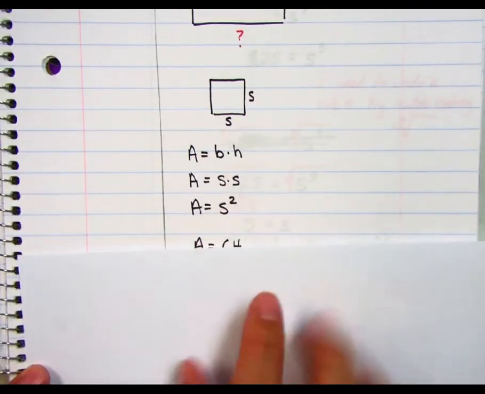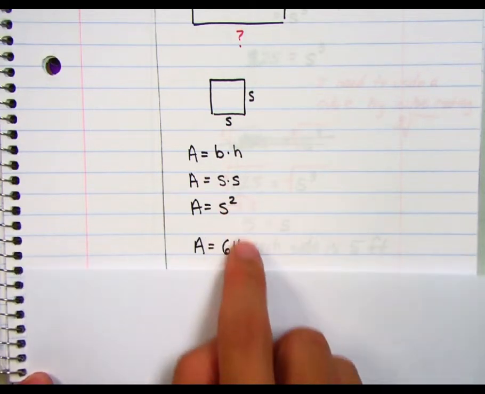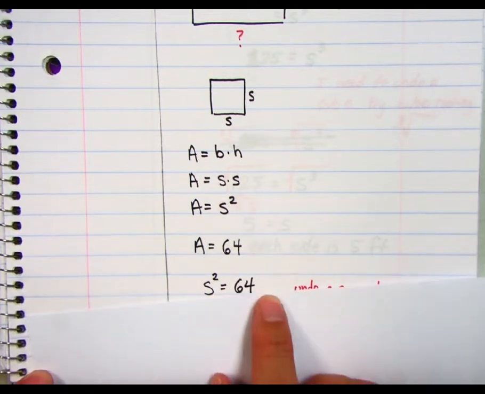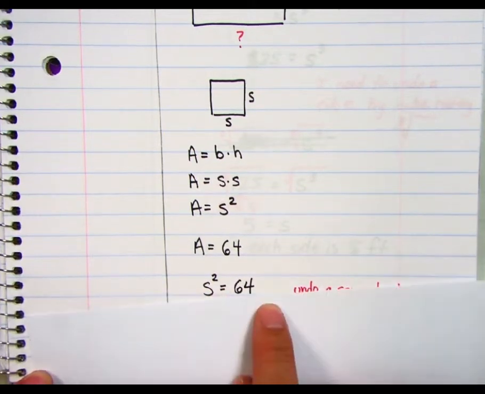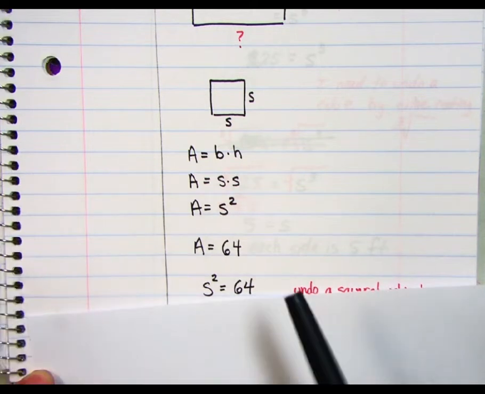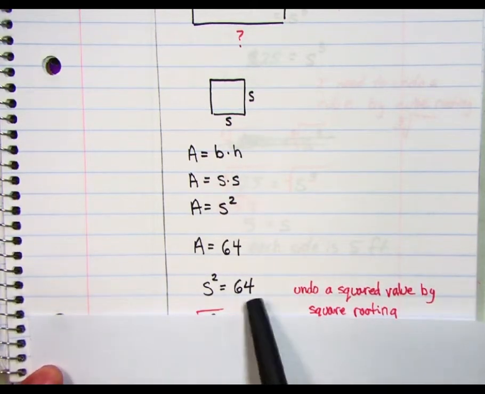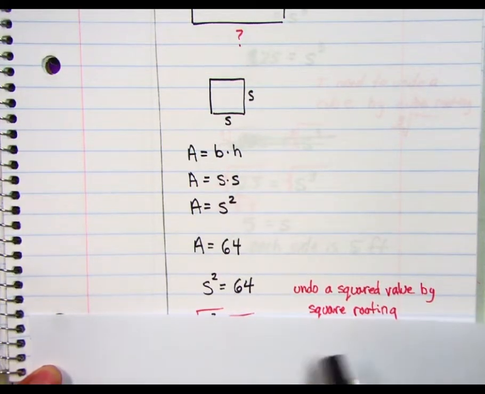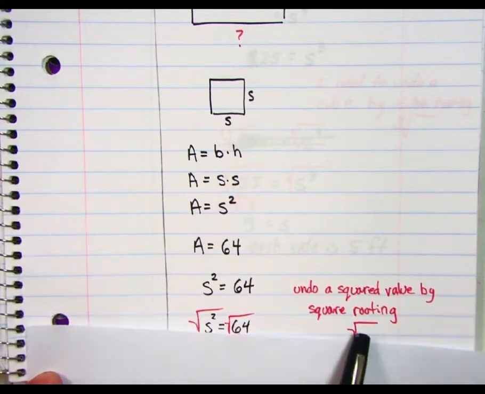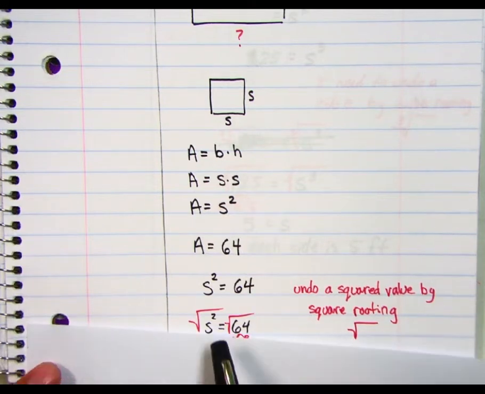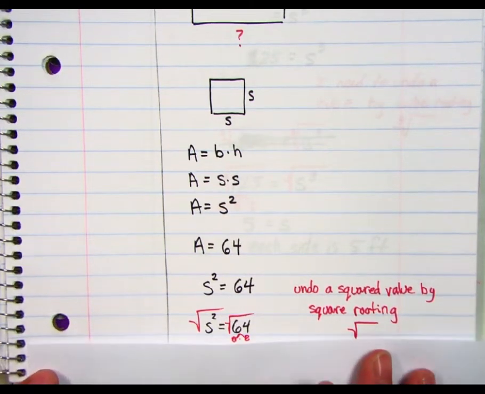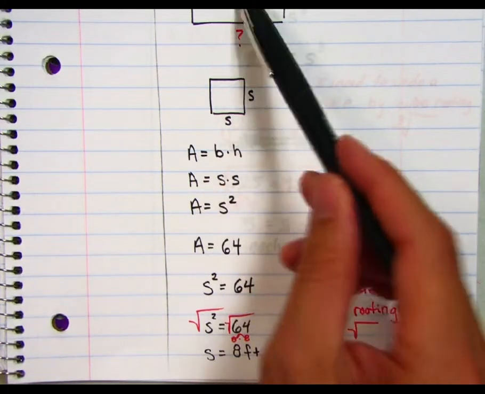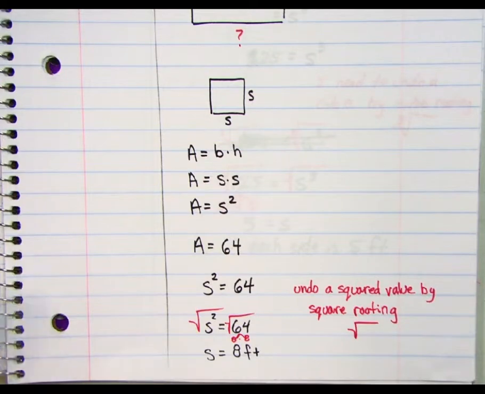Since side squared and the area is 64, I can say that these are basically the same thing. So I set it up: s squared is 64. What times itself is going to give me 64? Well, I want to undo the squared value. I want to undo this on both sides. Whatever you do to one, you have to do to the other. So I have to use square rooting. That's the little symbol that you see on your calculator, square root. So I square root both sides and I find out that 8 times 8 gives me 64. So great. If I know that the area is 64 square feet, then each side is 8 feet.